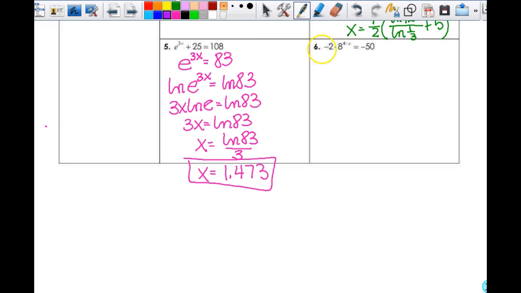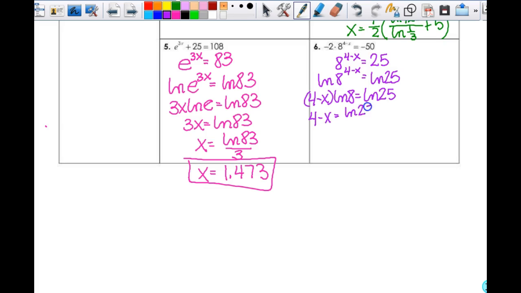Divide by -2, because this -2 here is not part of the exponential. It's just the base and the exponent. So I divide both sides by -2. That's going to give me 8 to the 4 minus x power equals 25. Now I can take the log of both sides. So natural log of 8 to the 4 minus x equals the natural log of 25. So 4 minus x times the natural log of 8 equals the natural log of 25. Then I can divide. So 4 minus x equals the natural log of 25 over the natural log of 8. Then what do I need to move?